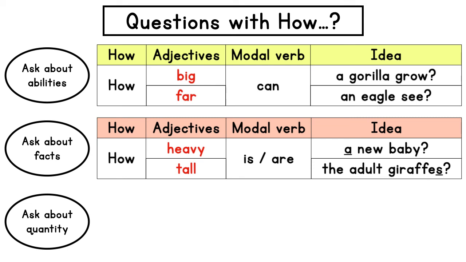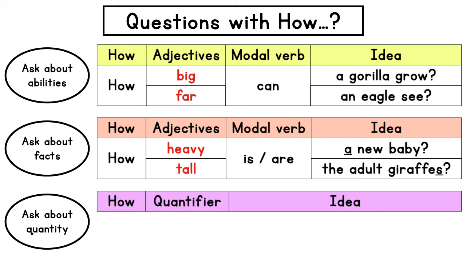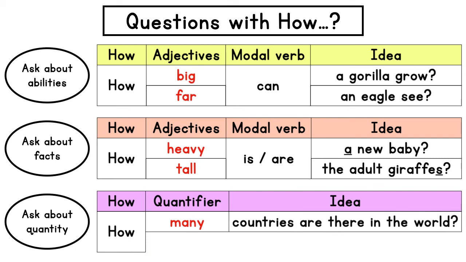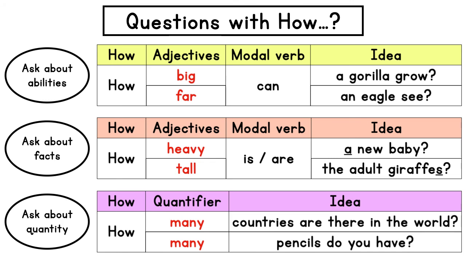Next, using how to ask about quantity. How, quantifier, with your idea. For example, how many countries are there in the world? How many pencils do you have? We use how to ask about abilities, facts, and quantity.